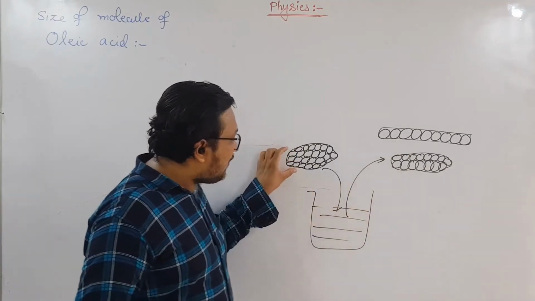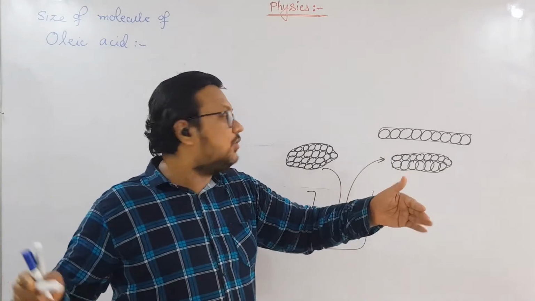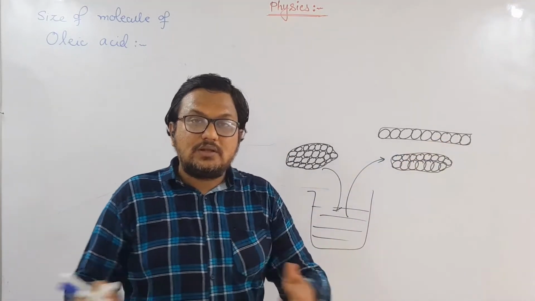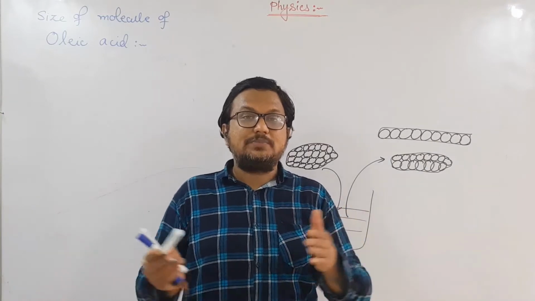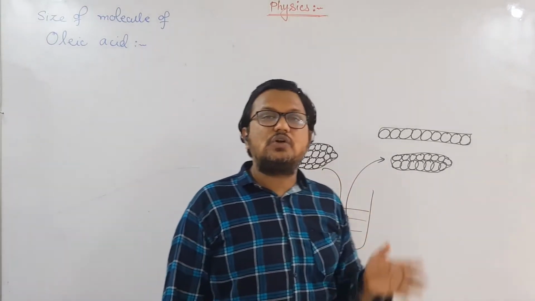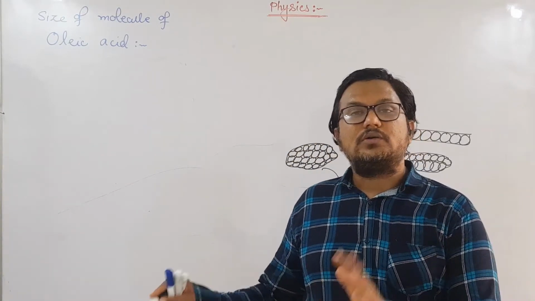Obviously, if this has 4 layers, it will be converted into 2 layers, so it will spread a little bit more, and these 2 layers will be converted into a monolayer. So obviously the area it will spread to will be more than these 2. Okay, so this is what we are going to do. This was just a rough idea of what we are going to do for oleic acid.